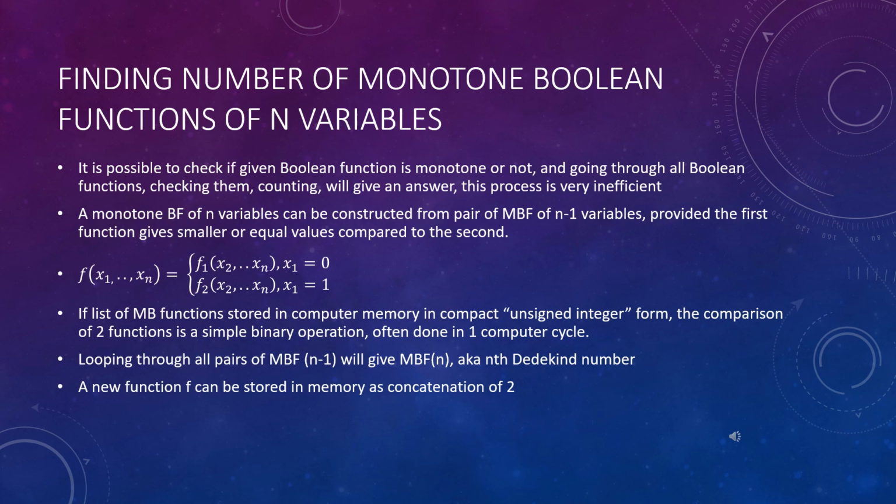Looping through all pairs of monotone Boolean functions of n-1 variables will give a list of monotone Boolean functions of n variables, and the size of this list is the nth Dedekind number. A new function f can be stored in memory as a concatenation of two unsigned integer form inputs from the first and the second function.